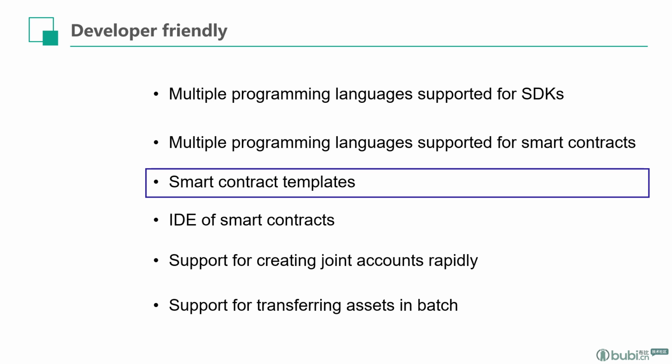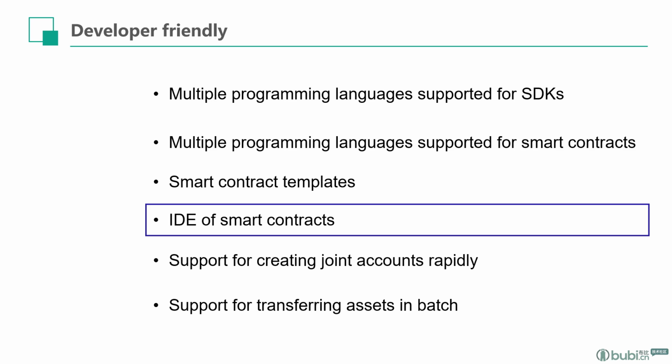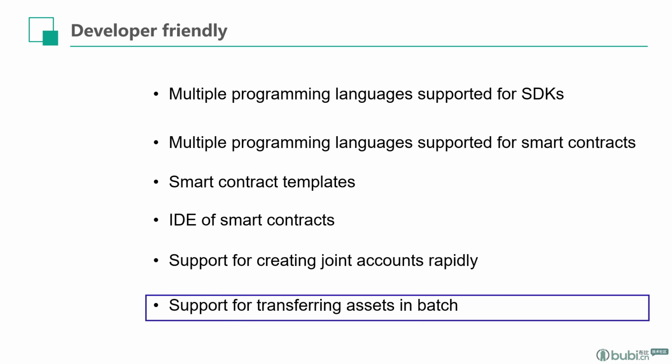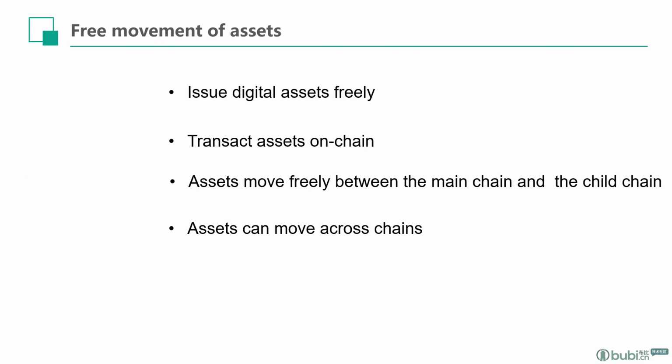We write a large number of smart contract templates, and developers can create a secure and complete smart contract by simply changing several parameters. We develop a contract IDE that integrates development, debugging, and deployment. Developers can use the IDE to deploy a dApp in minutes. In addition, we support joint account creation and batch transfer, and developers can use some common features without having to write complex smart contracts. Movement of digital assets can be divided into three layers.